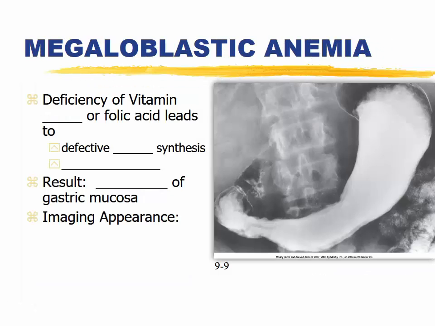Megaloblastic anemia. A deficiency of vitamin B12 or folic acid leads to defective DNA synthesis and an anemia in which there is a decreased number of red blood cells, although each cell contains the normal amount of hemoglobin. The most common cause of vitamin B12 deficiency is pernicious anemia, in which there is inadequate intrinsic factor secretion related to atrophy of the gastric mucosa.